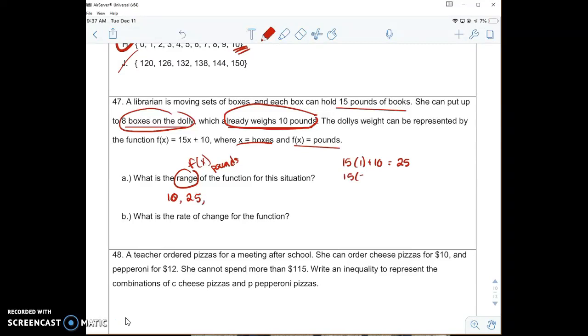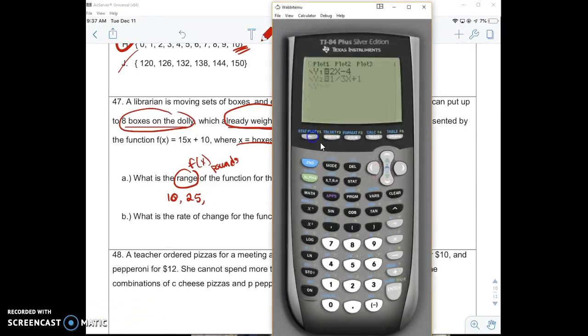And I can continue on all the way up to 8 boxes, or I can use my calculator. To use my calculator, I need to put my function into y equals 15x plus 10, and take a look at the table. I'm looking at everything from 0 up to 8 boxes. So at 0, I have 10 pounds, 1, 25, 2, I have 40 pounds, 3, 55.